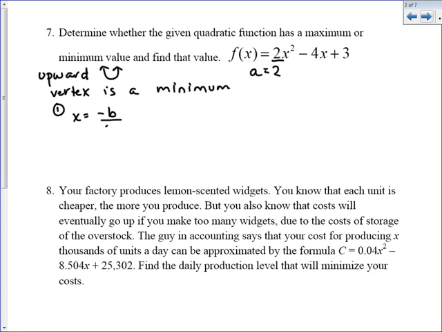Negative b over 2a. It's that front part of the quadratic formula. So a is 2, b is negative 4. We actually don't need c in this problem. Watch your negative signs. There's a negative in the formula and a negative on b. I need both of those. So it's negative negative 4 divided by 2 times 2. It's positive 4 over 4. Gives me an x coordinate of 1.